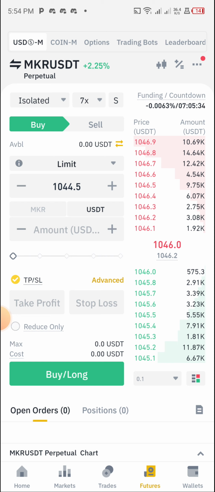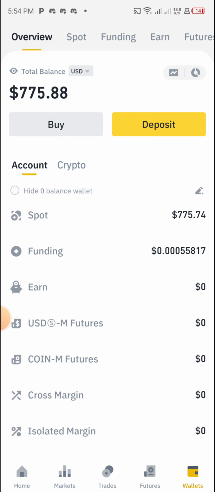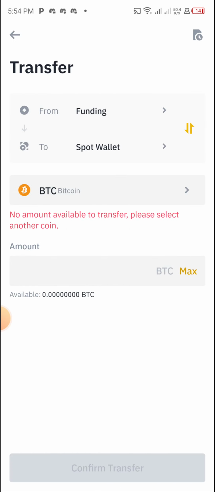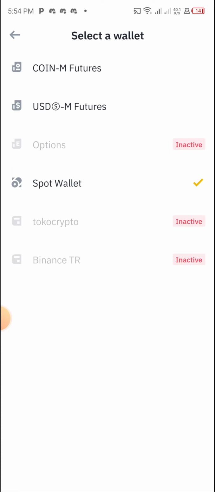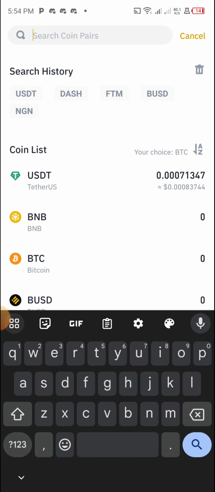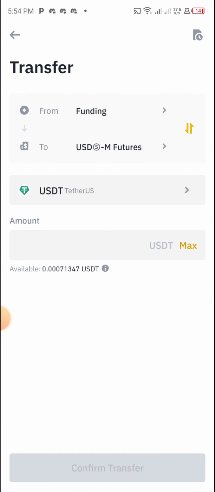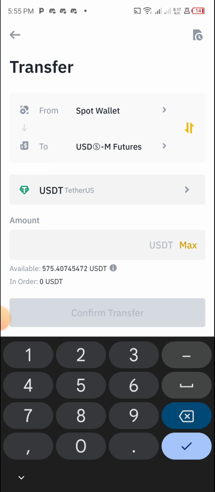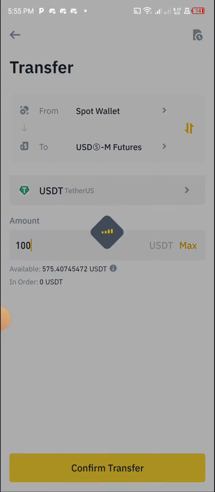Now, what is leverage? Key things that you must know. One is leverage. Leverage is a multiplier of your position size. Let's say, for example, you want to go into this trade with $10. I'm just going to transfer from my funding to my USDM futures. Just watch what I'm doing. I'm transferring USDT there. I have $500 in my spots, so I'm just going to transfer $100 to my M futures.